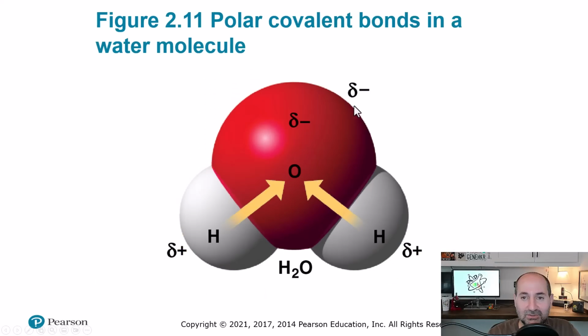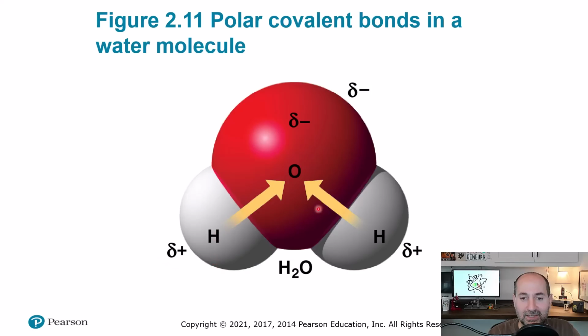So here you can see what I'm talking about. Here's the lowercase d Greek letter I was telling you about, delta. Here you have a partial negative charge on the oxygen and a partial positive charge on each of the hydrogen atoms in this water molecule.